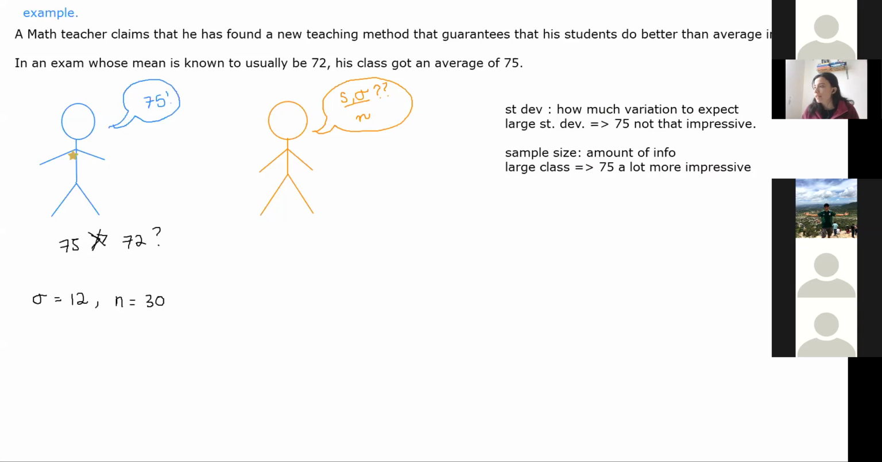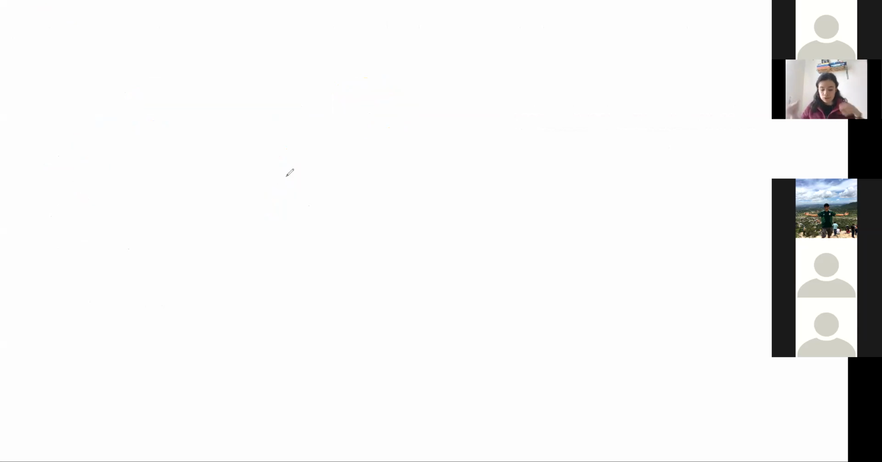Okay, so let's think about the person that was asking all these questions. So we're asking questions to the teacher, and we're going to say, all right, I'm going to be willing to say that your method is better. So we are willing to accept, maybe to believe, that the method is effective if the class scored better than 95% of all classes that are of this size.